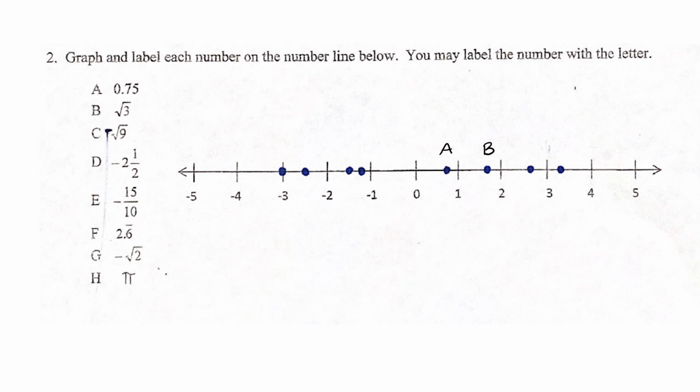Now for point C, we have the square root of negative 9. The square root of 9 is 3 because 3 times 3 is 9. And then we put the negative sign back into the problem. The point that's located on negative 3, we label it as point C. For letter D, we have the problem negative 2 1/2. So we go to negative 2 on the number line, and then we go just a little bit farther. And so we will label that point D. Negative 2, and then 1/2 is in the middle.